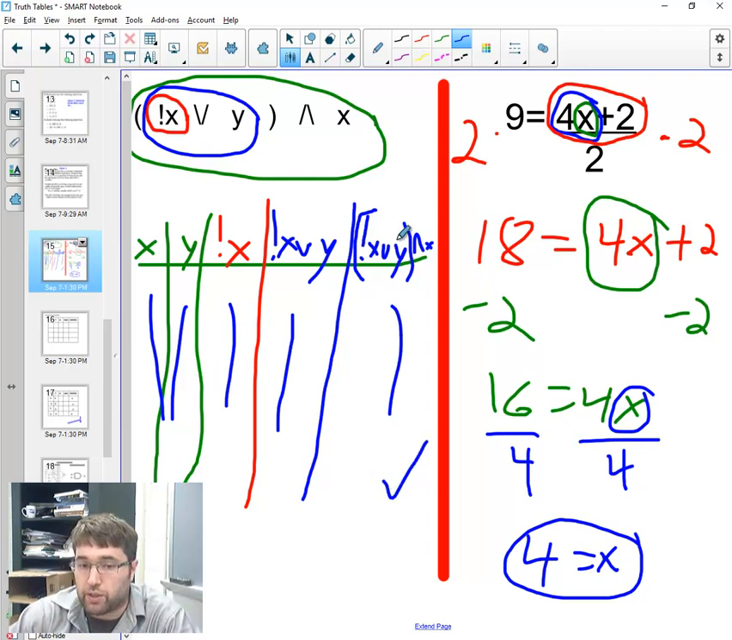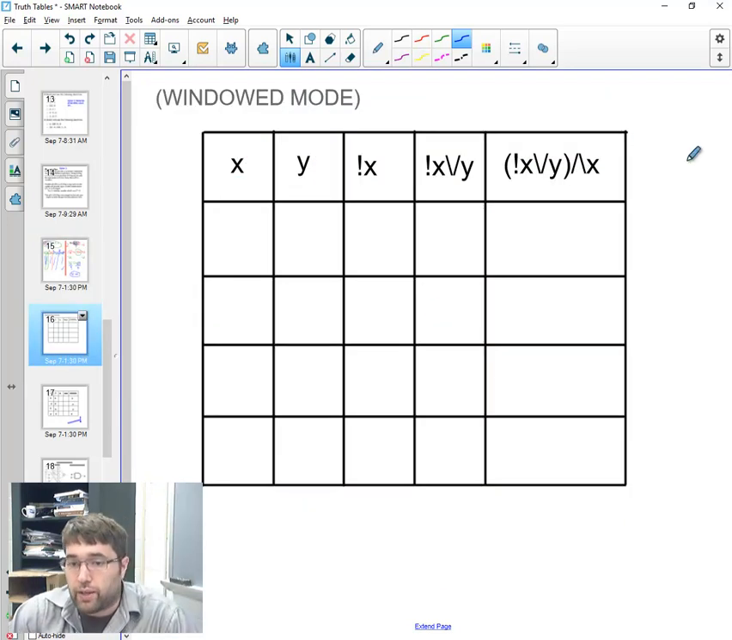But you can't just jump right to this because you have to solve for all cases, so you need to fill out the truth table. So let's do that. Go ahead and try this.